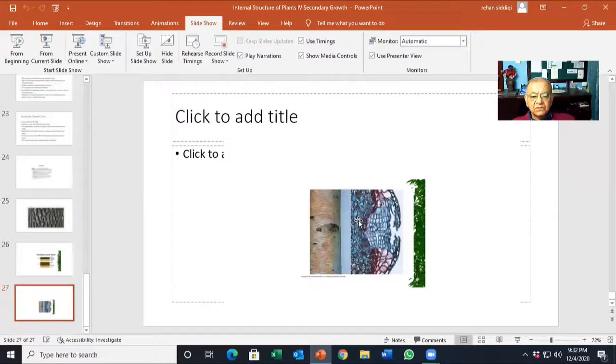And this is the end of this slide. I hope that you have understood the secondary growth, and you have got an idea of how this secondary growth takes place. So this is the end of these slides.